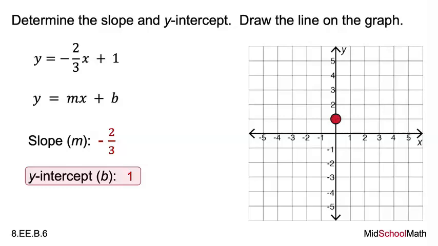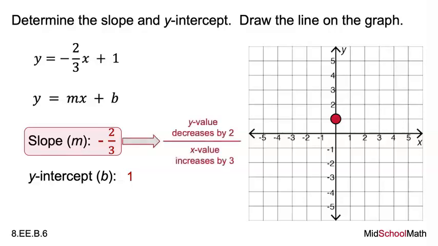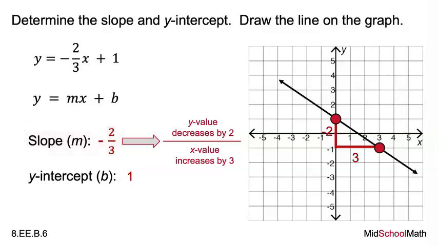From this point, we can create another point by using the 2 values in the slope. The slope of -2/3 tells us that between any 2 points on this line, the y value decreases by 2 and the x value increases by 3. We can draw a triangle to help us. We'll move 2 units down and 3 units to the right. We can place a point here. Now that we have 2 points, we can connect the points to create the line.